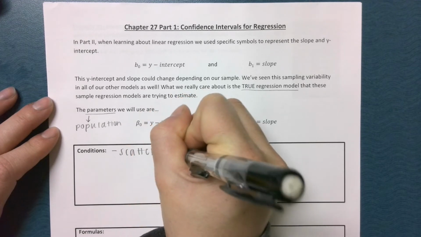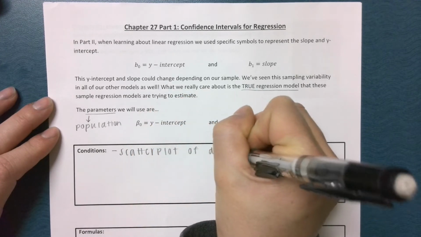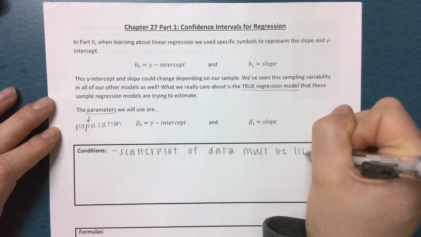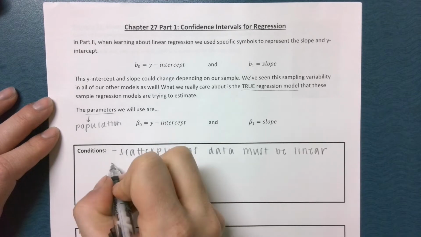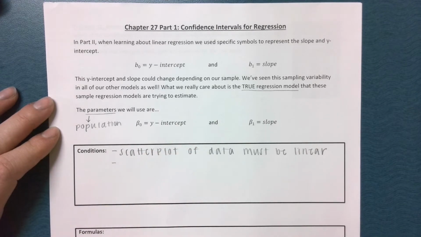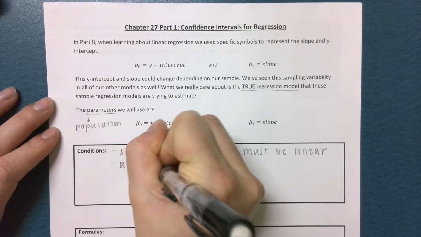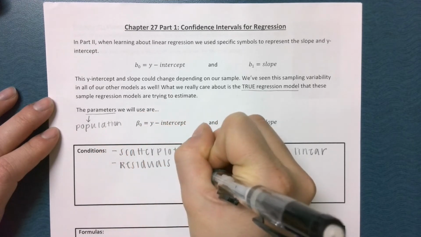The scatter plot of data must be linear. Now, oftentimes it's not going to be perfectly linear, and that's okay. It just needs to be roughly linear, more linear than it is curved. The next thing that we'll do is look at those residuals. Remember that the residual is the distance that your data point is from the line of best fit. The first condition for those residuals is that the residuals themselves must be independent.